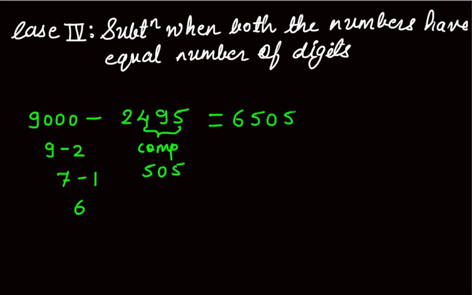Thus, we get 6505 as the answer. In this way, subtraction is no longer a difficult task as we can perform subtraction of even bigger numbers at one look.